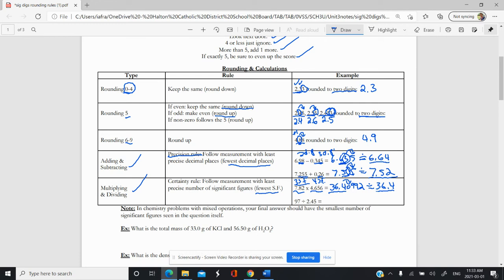So let's try this one here. 97 divided by 2.45. We have 2 sig figs here. 2.45 is 3 sig figs. So we want to have our final answer as 2 significant figures or digits. So let's do this in our calculator first.